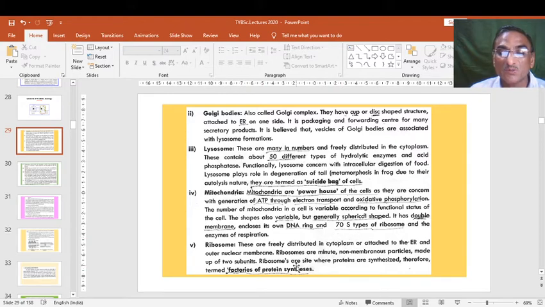Ribosomes are the sites where proteins are synthesized. Ribosomes are the main site where proteins are synthesized, and therefore they are also called factories of protein synthesis, because they produce a tremendous number of protein molecules by the process of protein synthesis, which goes through the central dogma process that we will see in detail in the further topics.